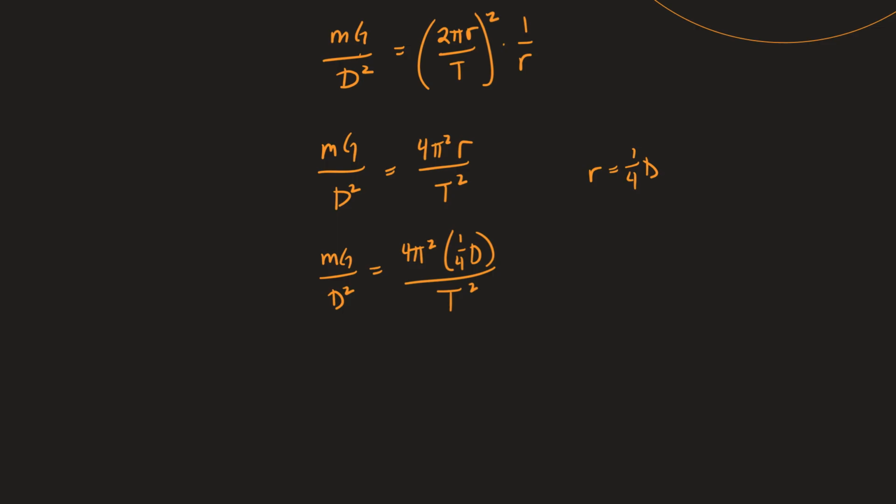Now, happenstance that it happens to be a 4 and that we happen to have a 1/4. It's just a lucky coincidence, but those will cancel out, won't they? 4 times 1/4. And we're solving this for t. So I'm going to cross multiply.